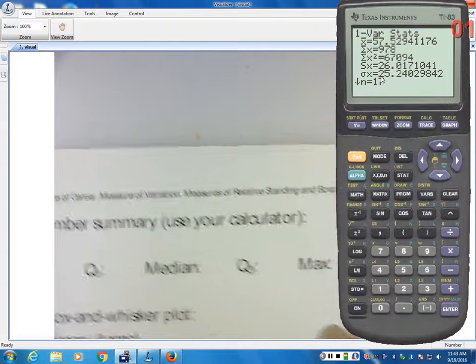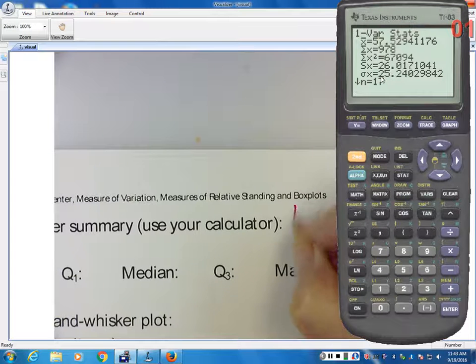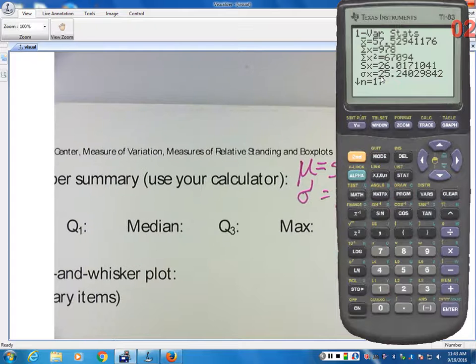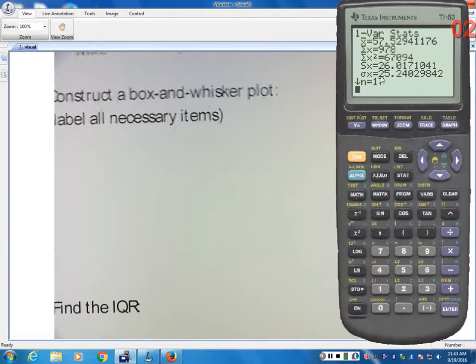So mu is equal to 57.5, and sigma is equal to 25.24. And then we'll see how this stacks up with some of the other information that we're going to find here.